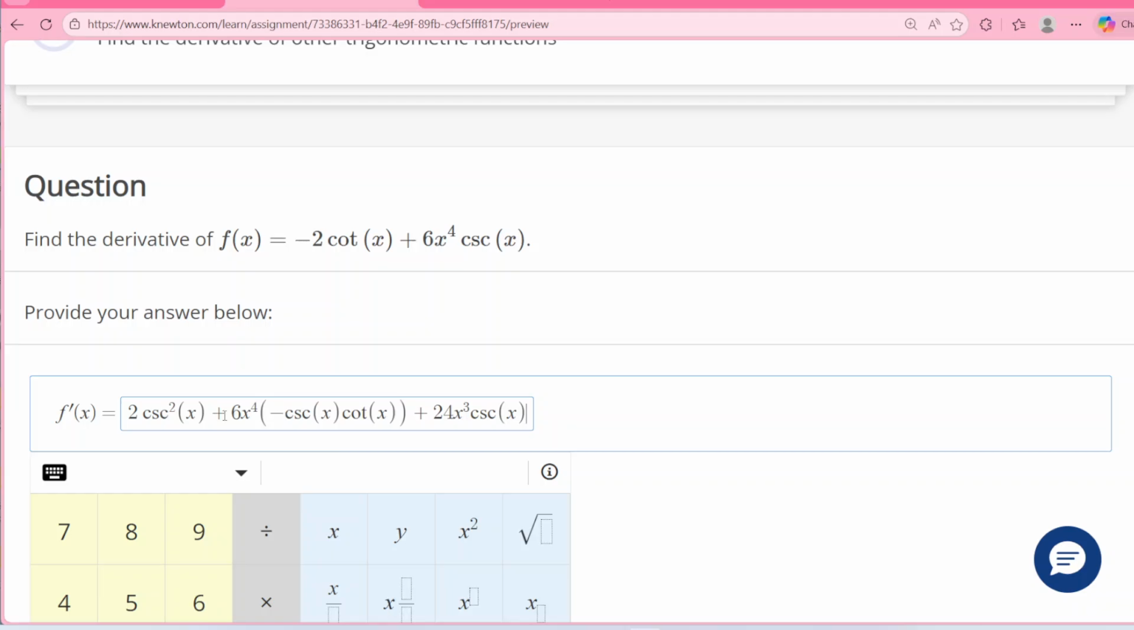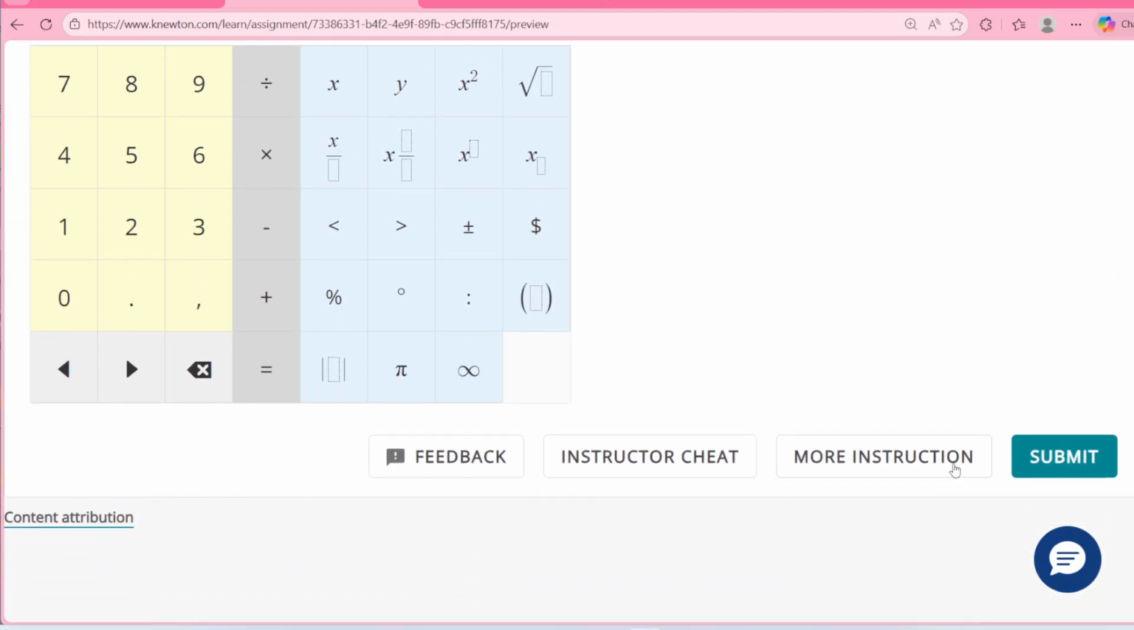Now, if you want to put this minus out here, make this minus 6x to the fourth times cosecant x times cotangent x, you can. But I did the derivative of the first term plus the derivative of the second term, where I use the product rule here, and that should be good.